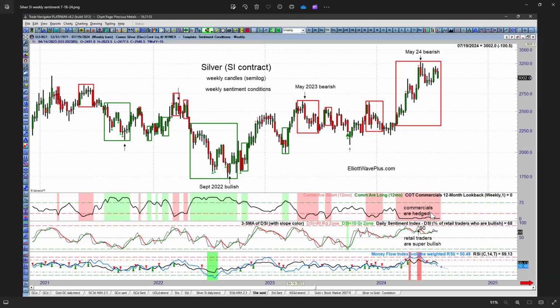Silver, bearish. Commercials are hedged. Retail traders recently, right here, 90% of retail traders were bullish. Look at the money flow. There's money flowing out of silver, and silver was extremely overbought here. So we're still in a bearish condition on silver.